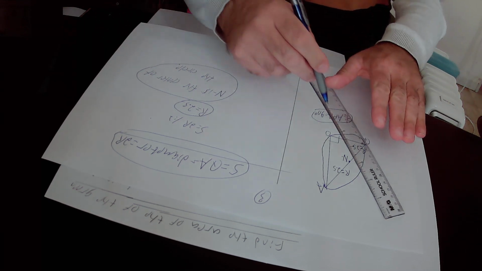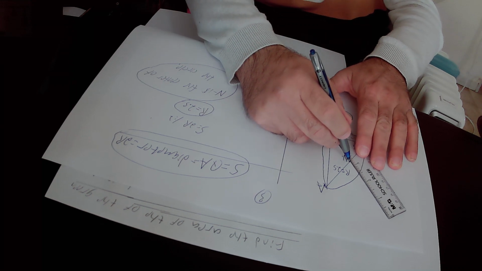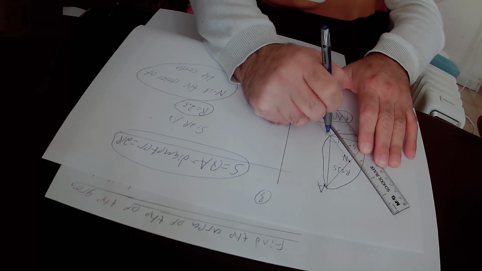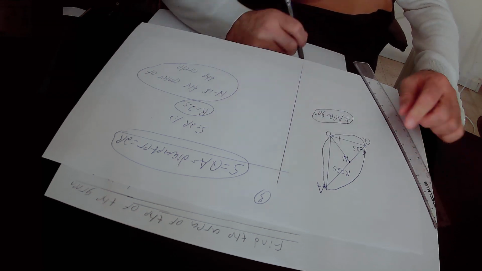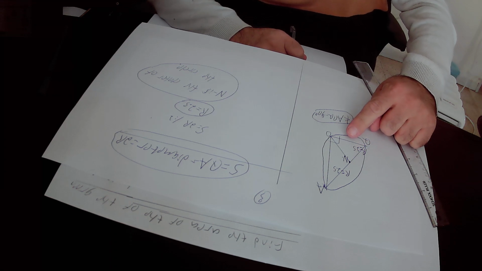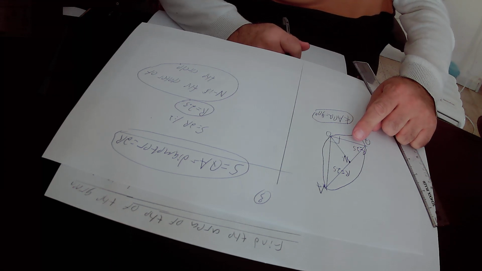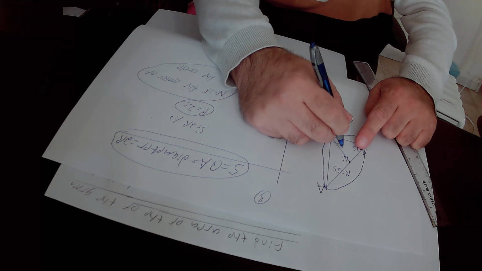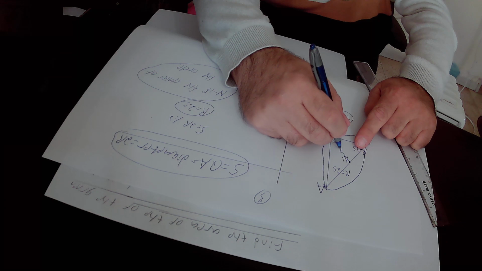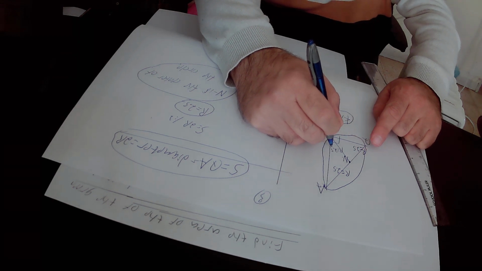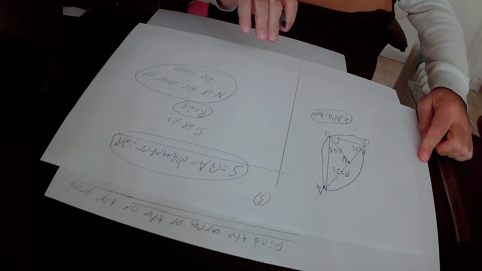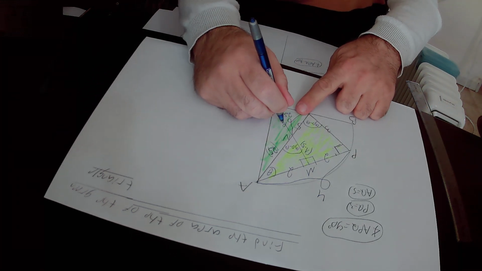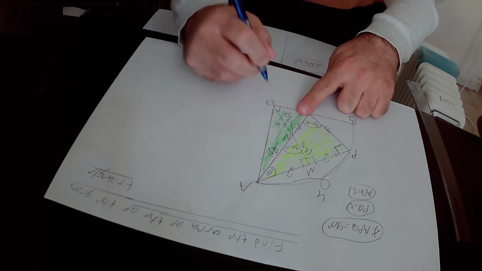We join points N and O together by a straight line. So point N is the center of the circle, point O is a point on the circle itself. Therefore, NO is the radius of the circle. This is exactly the definition of radius. So NO is the radius of the circle that is equal to 2.5 units in its length.